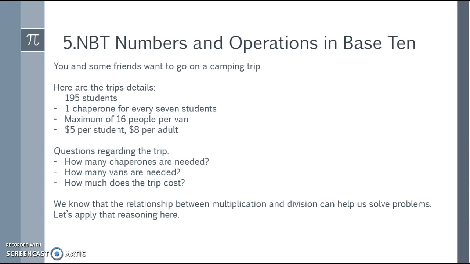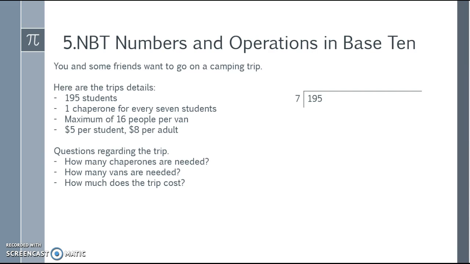We know that the relationship between multiplication and division can help us solve problems. So let's apply that reasoning here. I know that there are 195 students and that there is 1 chaperone for every 7 students. So we're going to use the partial quotients to help us divide. I know that 7 times 20 is 140. If I did 7 times 30, that would be too many. So when I subtract, we get 55.